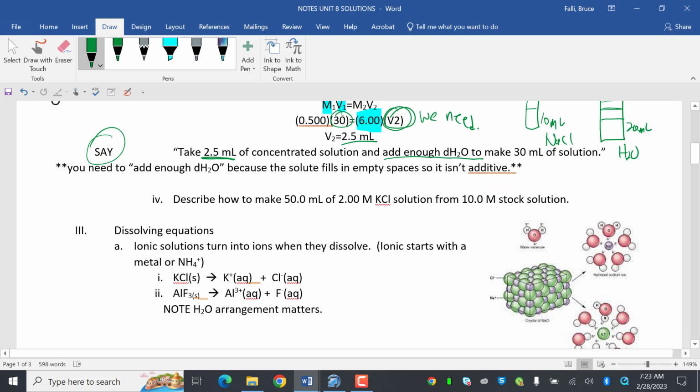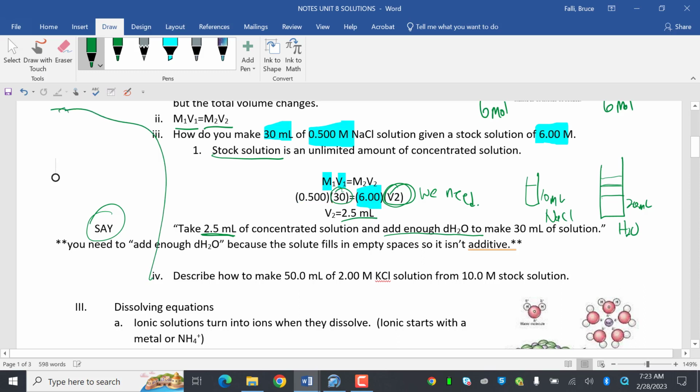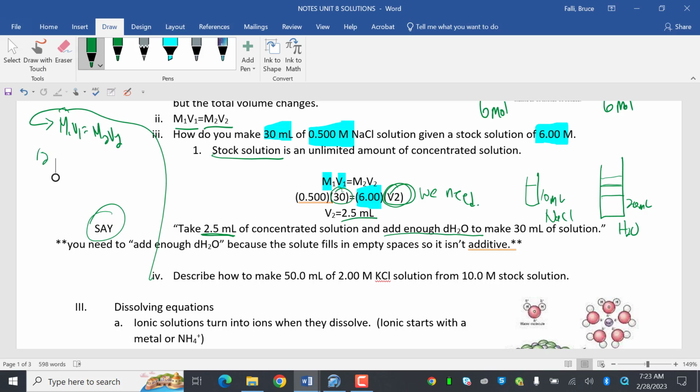All right, describe how to make 50 milliliters of 2 molar KCl from a 10 molar stock solution. I didn't leave myself much room, so I'll do it over here. M1V1 equals M2V2. So 2 times 50 equals 10 times V2. I'll bust out my calculator here. 2 times 50 is 100. I guess I really didn't need that. V2 is 10 milliliters. So then describe how to make it.